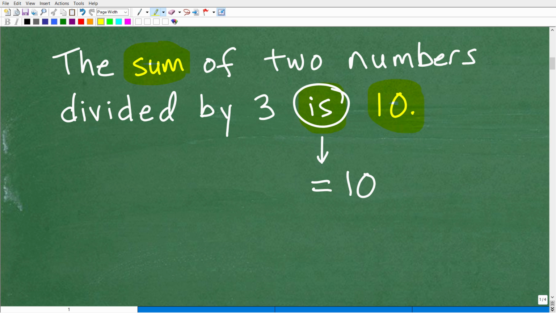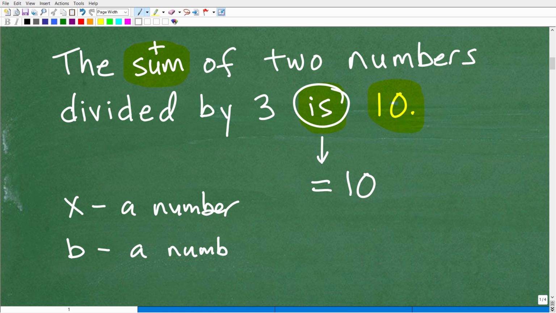All right, so we have the sum. That means we're going to be adding something up. Now, in algebra, when we're talking about a particular number, we can use a variable. So x can be a number. Now, a can be a number as well. Let me use another variable. Let's use b. That could be a number. So that's just representing one number.